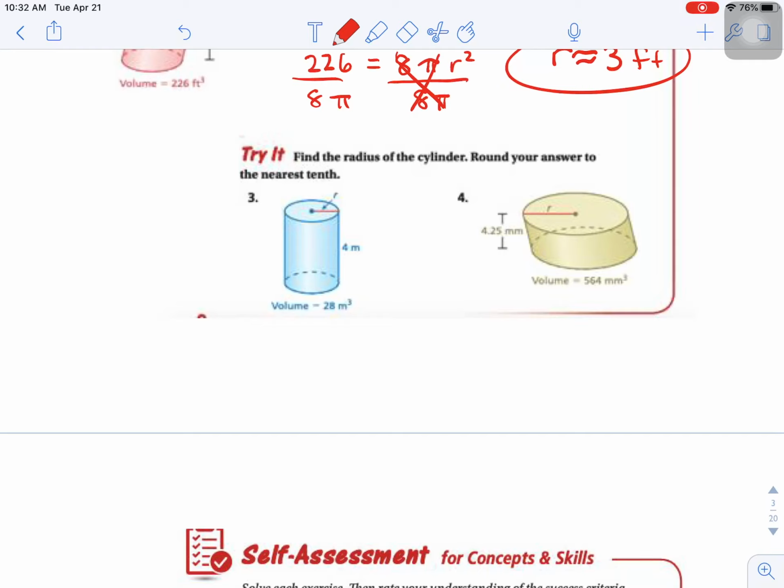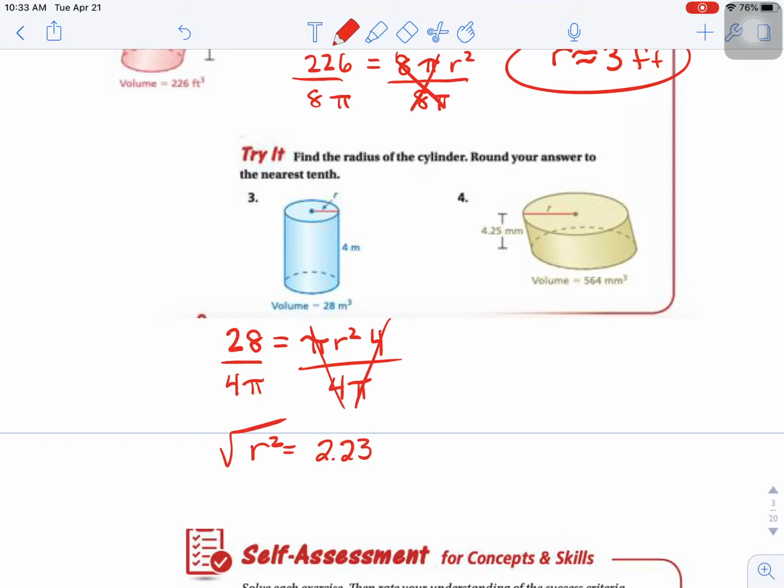Okay, same idea for these bottom two down here. So the first one, they told me the volume was 28 equals pi r squared times 4. So I'm going to divide by 4 pi, which would give me r squared equals about 2.23. Square root both sides. So r is about 1.5 and my units were meters.